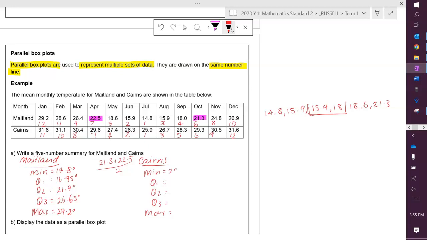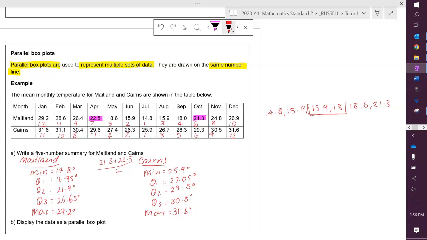So my lower is 25.9, my upper is 31.6. Halfway between 6 and 7 is going to give me 29.5 degrees. Then I need my Q1, so between my 3rd and my 4th, which is going to give me 27.05. And then between my 8th and 9th score, which is 30.8 degrees. So between my 9th and 10th score.